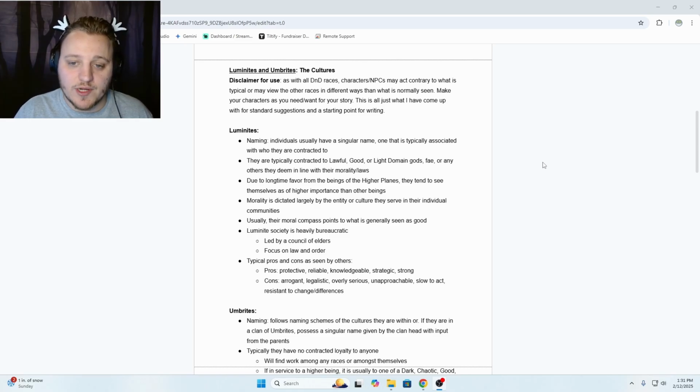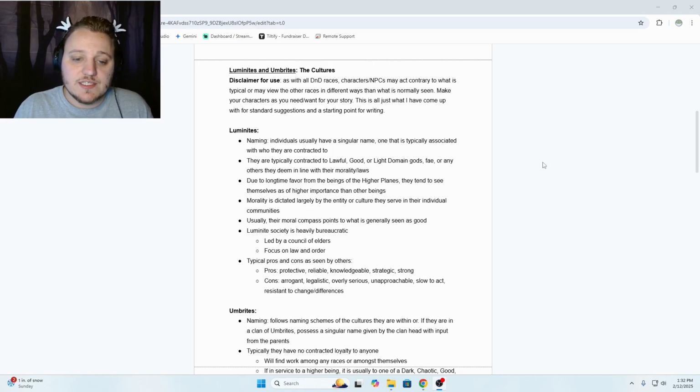They usually just have one name, and that one name is typically associated with whoever they are contracted to. They are typically contracted to work for lawful, good, or light domain gods, or fae, or anyone others that they deem in line with their morality and laws. Due to longtime favor from the beings of the higher planes, they tend to see themselves as of higher importance than other beings. They kind of see themselves as being next to the higher planes entities, the gods, the powerful people.